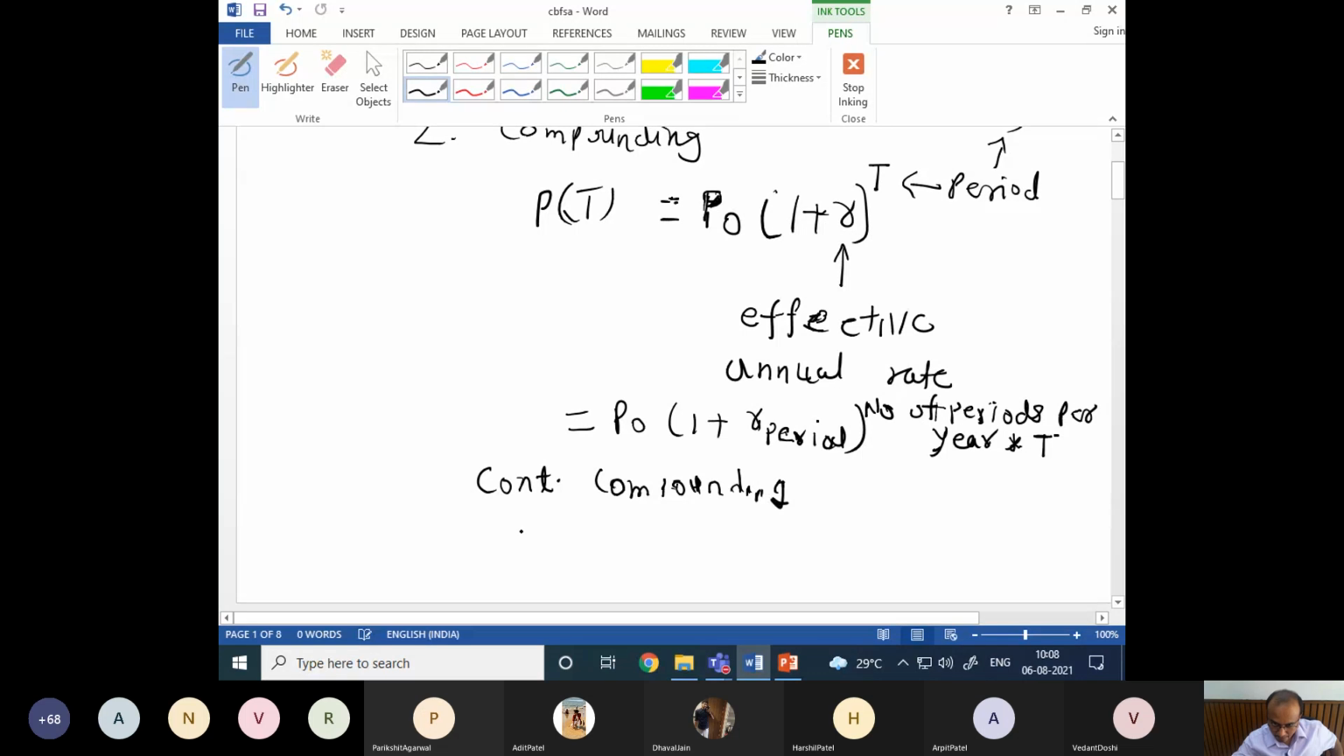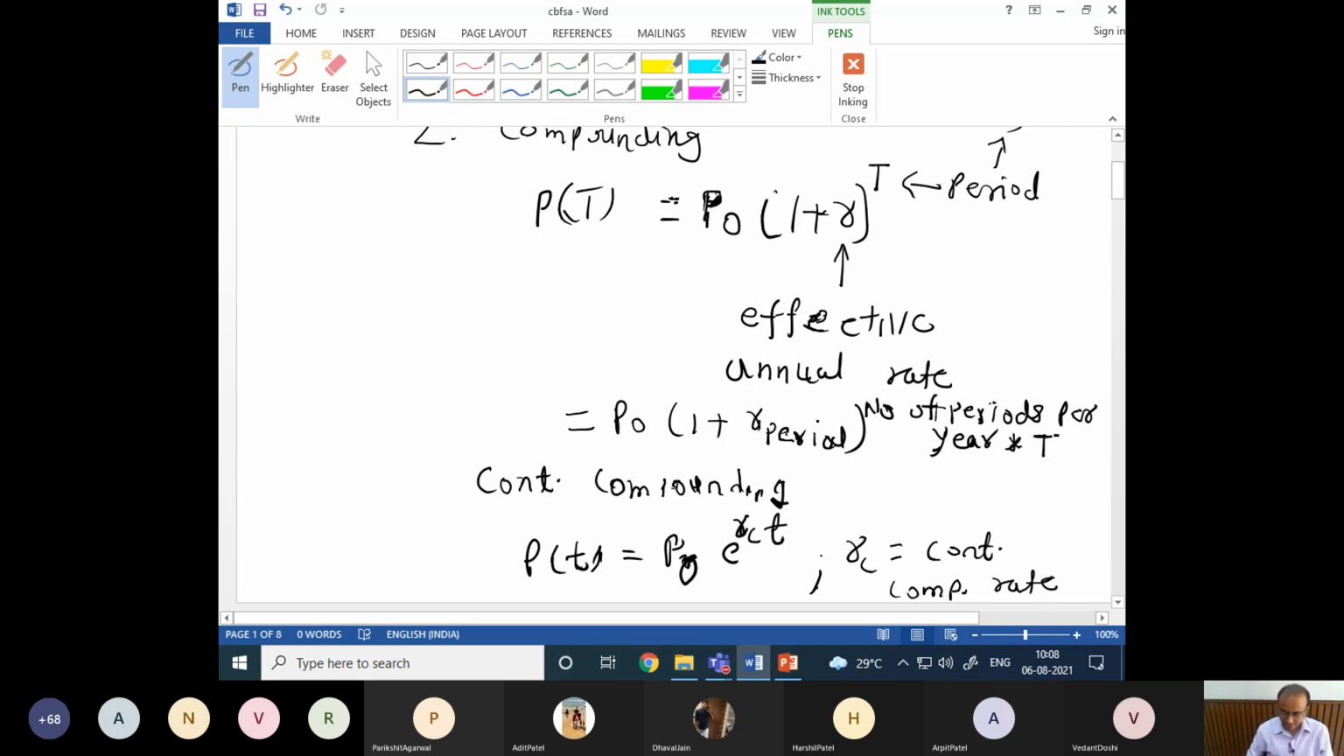then the formula will be, instead of capital T, I use small t because it is the case of continuous compounding. P_t is equal to the initial amount P0 multiplied by the growth factor, that is, P0 into e raised to R_C t, where this R_C is the continuous compounding rate.